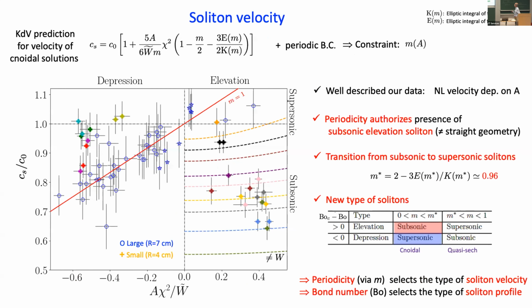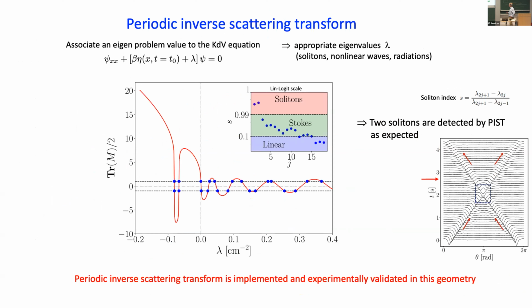Okay, so we have also implemented the periodic inverse scattering transform in this system, and we have experimentally validated it in this geometry. Indeed, if you take the signal at this value, you have 2 depression solitons here. And if you do that, you find eigenvalues that correspond to 2 solitons and radiative pulses here.